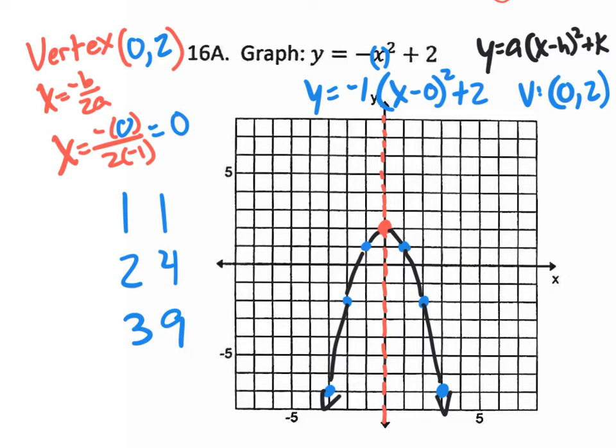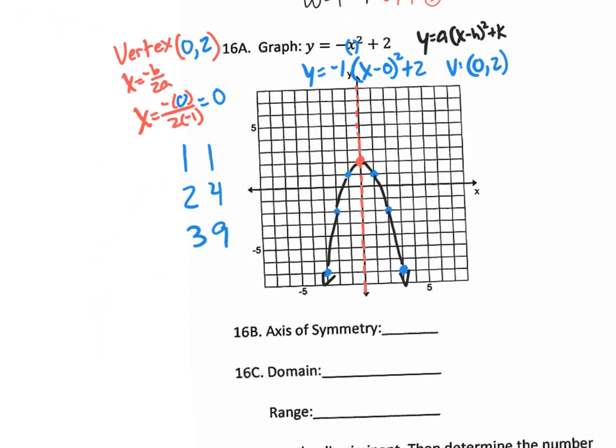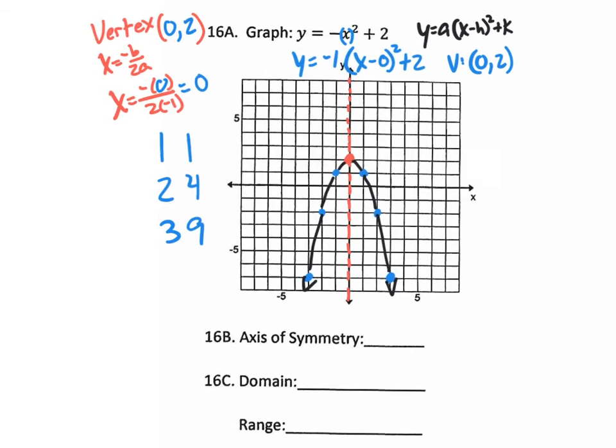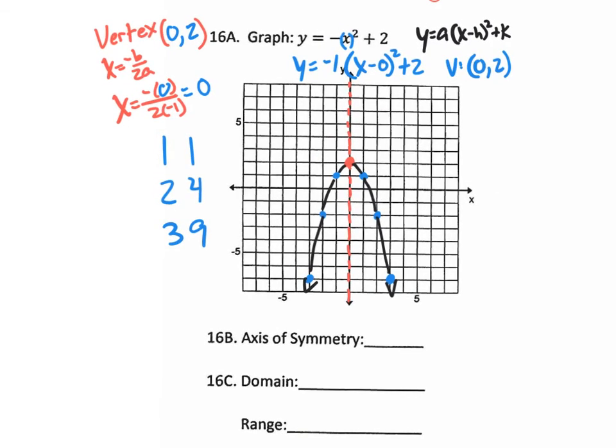We could answer a couple more questions about this graph. 16b, what is the equation of the axis of symmetry? Remember, the equation is simply x equals, and you have to write x equals. It's the vertical line, that red dotted line I drew right through the x value of the vertex, and that gives it away. What is the x value of the vertex? 0. So your equation of the axis of symmetry is x equals 0. How about the domain? We should all know x equals all real numbers because the parabola does go to the left and to the right forever.